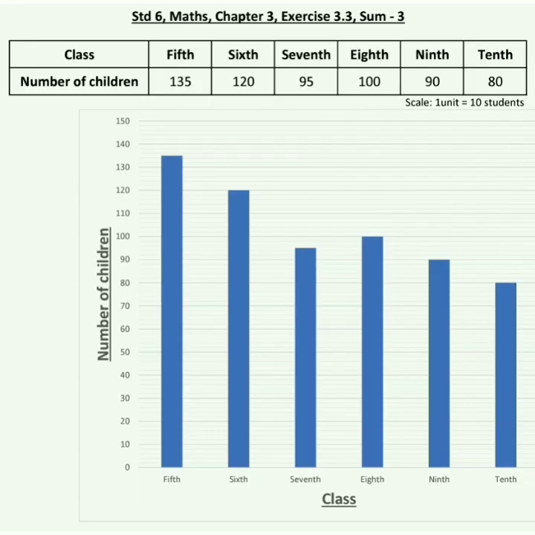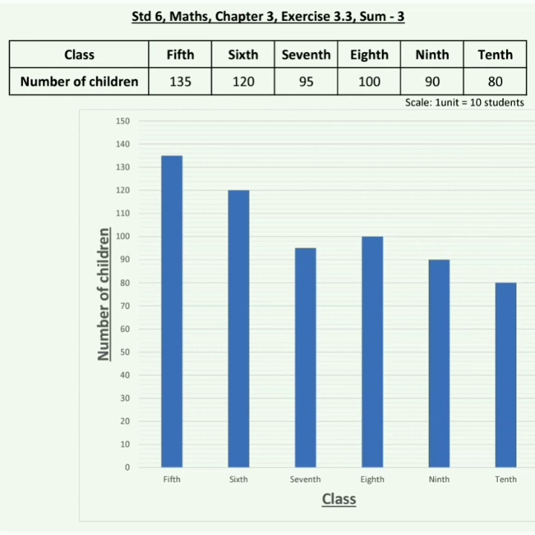Sum number 3. The number of children in 6 different classes is given below. Represent the data on a bar graph. Here one table is given which contains some numbers. We have to draw a graph representing this data. Okay. Now look at the graph. Here again the horizontal x-axis is there where 5th, 6th, 7th, 8th, 9th, 10th is written, and a vertical line.